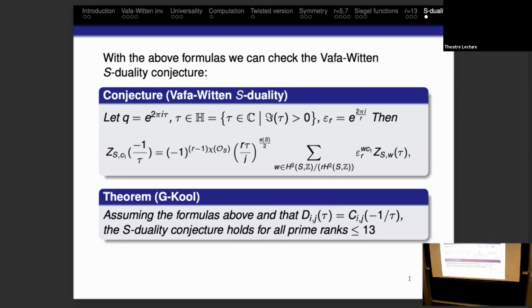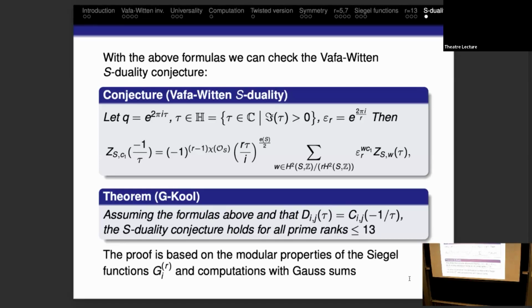I think we will also get beyond the prime ranks by improving our arguments. And anyway, the proof is based on the fact that now we have everything in terms of the Siegel functions, where we know how they act under modularity, and then we have these roots of unity all over the place, and one has to take care of them by means of Gauss sums.